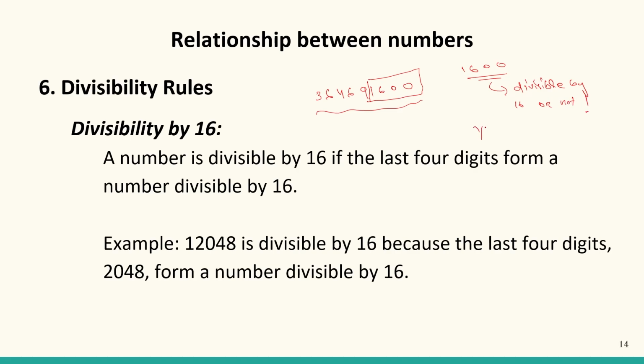So since yes, the whole number is actually divisible by 16. For example, another example like 12048 is divisible by 16 because the last 4 digits, that is 2048, form a number divisible by 16. Okay.